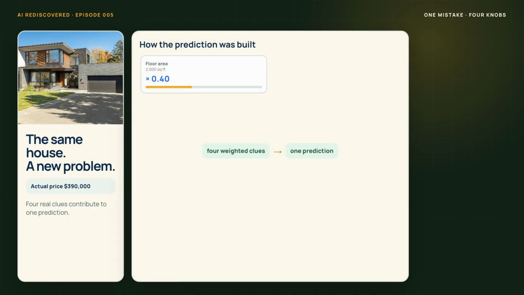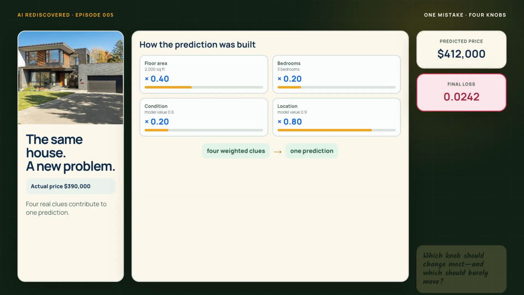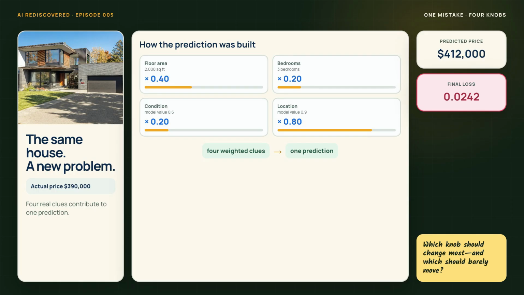This is the same house from the end of the last episode. The model sees 4 clues: 2,000 square feet, 3 bedrooms, its condition, and its location. Each clue passes through its own importance knob. Together, those knobs produce a predicted price of $412,000. The real price is $390,000.